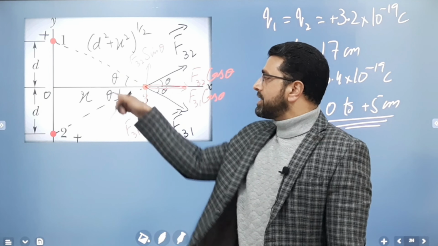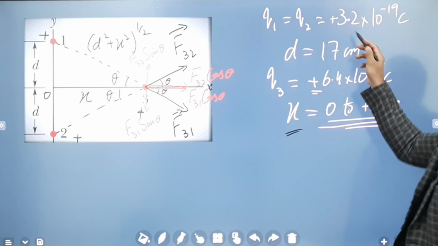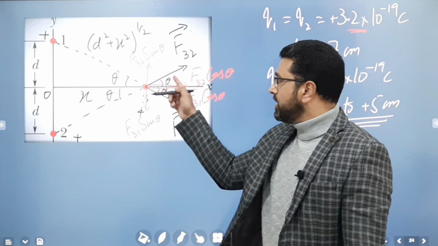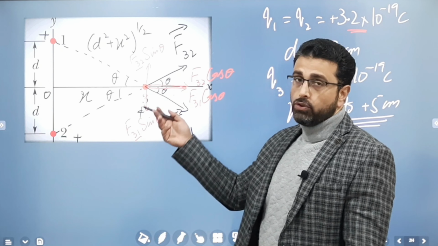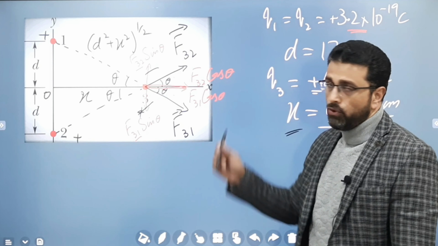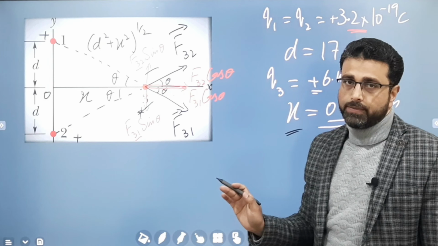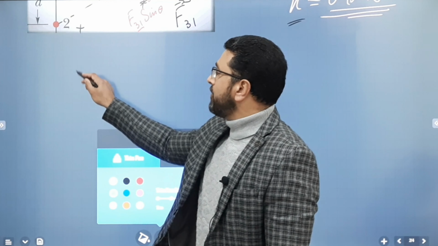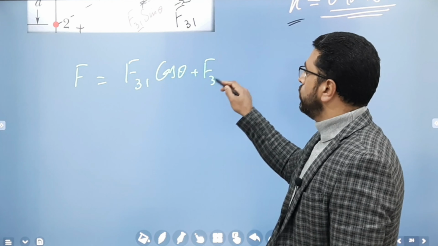Now note one thing. Particles 1 and 2 are at the same distance from particle 3, so the distances are the same. The charge values are also the same, so these two forces will be of the same magnitude, and obviously theta and theta are the same. So F32 and F31 are the same magnitude-wise, and sin theta is the same, so these two will cancel out. These two will balance out. So we're left with F32 cos theta and F31 cos theta. The total force on particle 3 will be simply the sum of these two forces. So let's find that now. The net force on particle 3 will be F31 cos theta plus F32 cos theta.